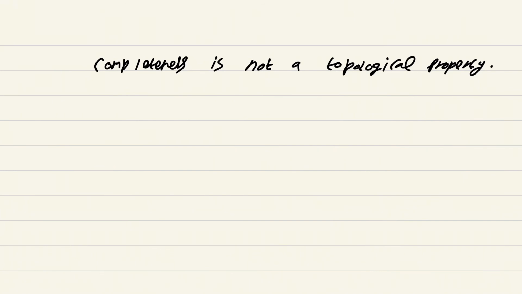It just so happens that you can characterize compactness entirely in terms of open sets. Same remarks apply for closed sets. Closedness is also defined using sequences. However, you can characterize closedness completely by open sets. But completeness is not a topological property. To see that, consider the set 1 by n, which is a subset of R, with n coming from the natural numbers. Here you can put the usual metric, that is the subspace metric.